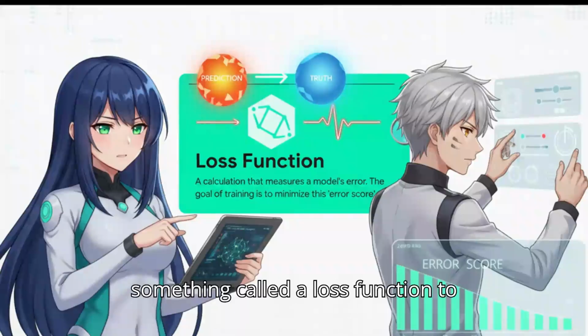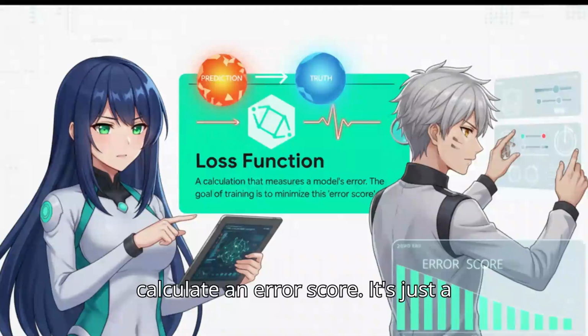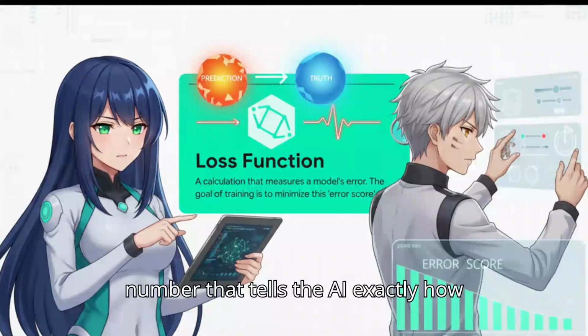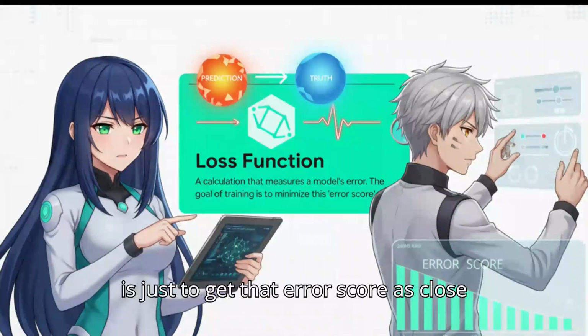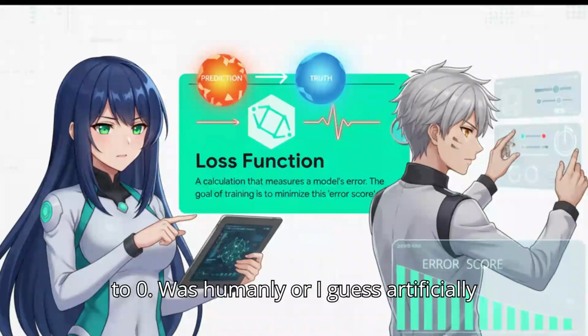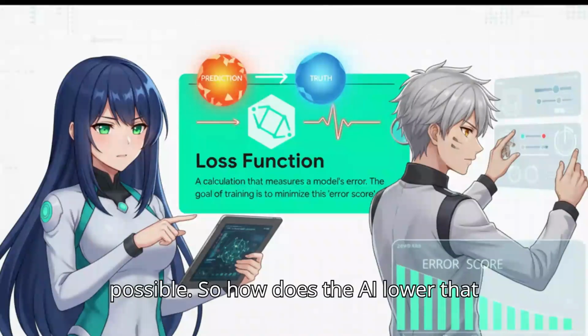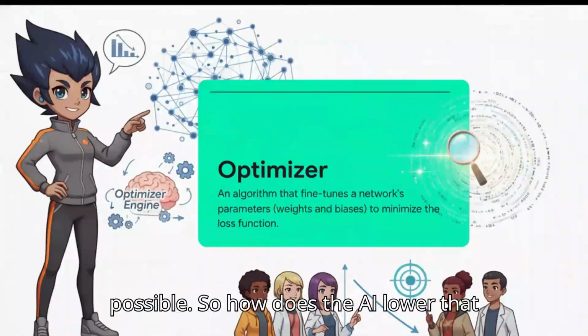Every time the network makes a prediction, we use something called a loss function to calculate an error score. It's just a number that tells the AI exactly how wrong it was. The entire goal of training is just to get that error score as close to 0 as humanly, or I guess artificially, possible. So how does the AI lower that score?